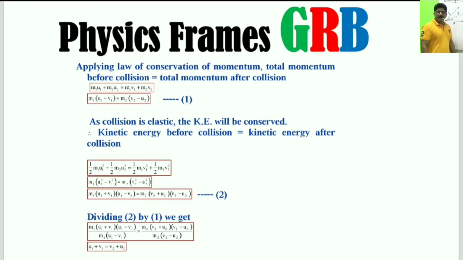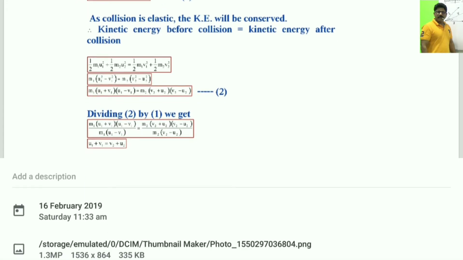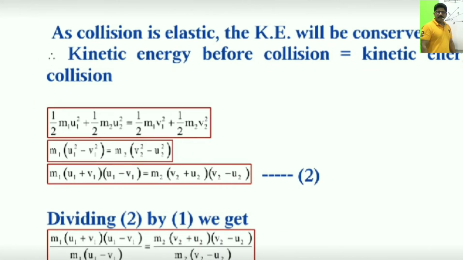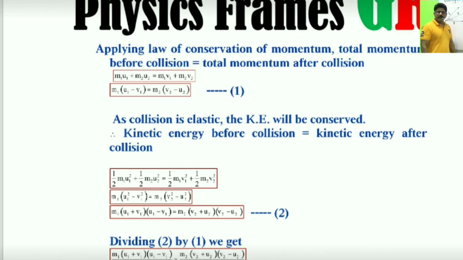Now what we do is divide equation 2 by equation 1. Then m1 into u1 minus v1 gets cancelled, and m2 into v2 minus u2 gets cancelled. So what is the remaining? u1 plus v1 is equal to v2 plus u2.